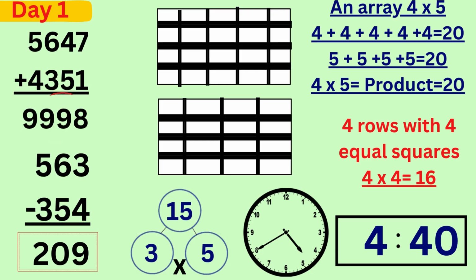Number 4, the number bond shows 15 at the top and 3 in one number bond circle at the bottom with 5 in the other number bond circle. 3 times 5 equals 15.